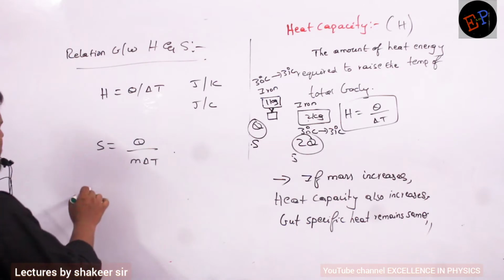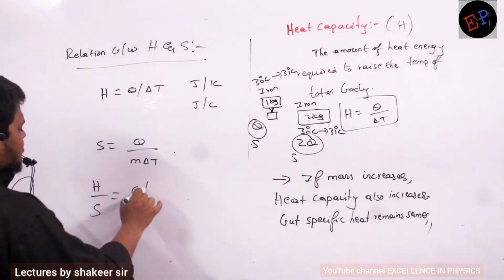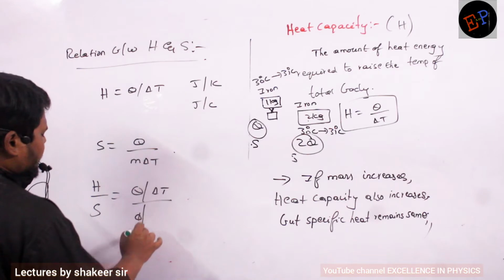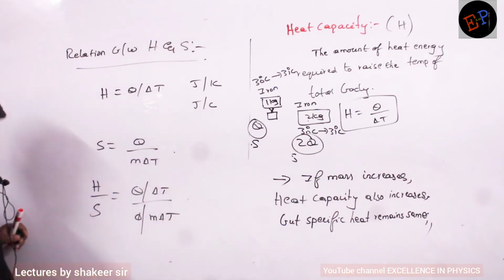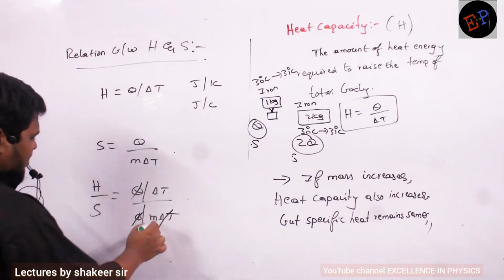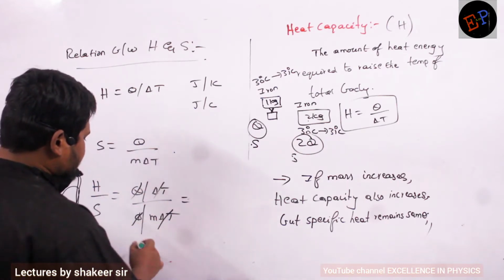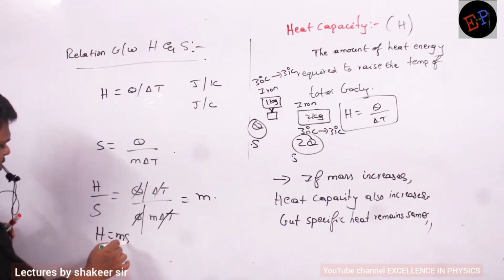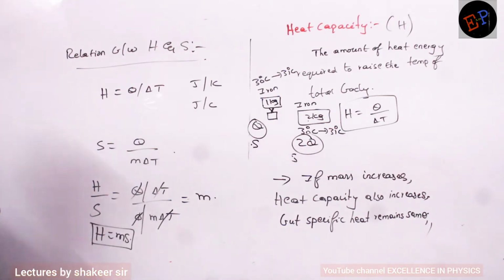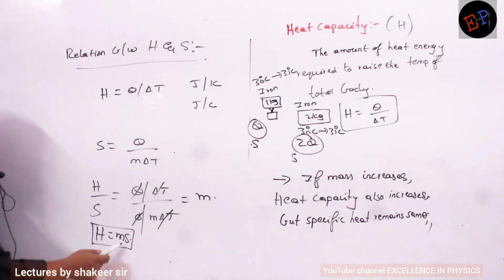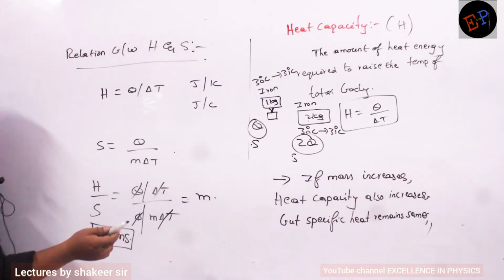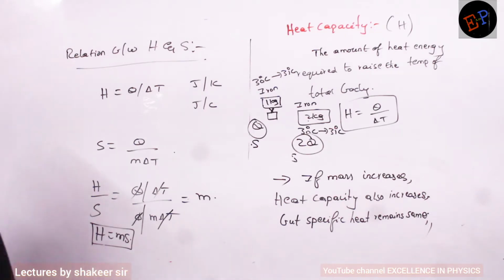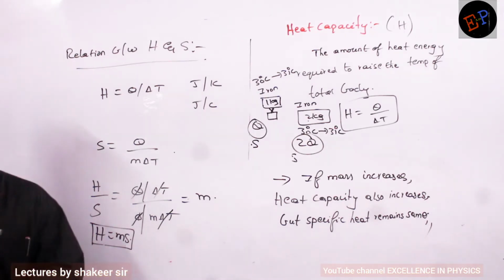So divide both of them. H by S is equal to Q by delta T divided by Q by M delta T. Clear, no? So Q delta T get cancelled. Mass is in the denominator, so it becomes numerator. So H is equal to M into S. This is the relation. So specific heat of a body is S, for how much mass? For 2 kg, 3 kg, 4 kg, 5 kg. As mass increases, heat capacity also increases. That's it. So this is the relation between H and S.